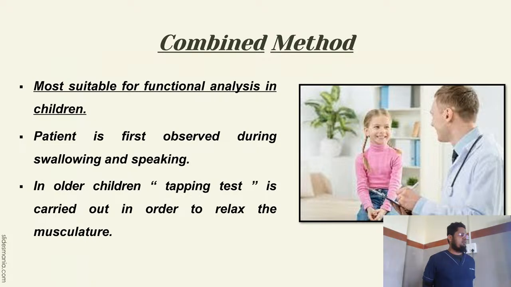Next method is the combined method. This method is the most suitable method for functional analysis in children. We do not ask the patient; we keep talking with the patient, and the patient does not have any idea what he is being examined for. So the patient is first observed during swallowing and speaking, and in older children, we can use the tapping test, which is carried out in order to relax the musculature.